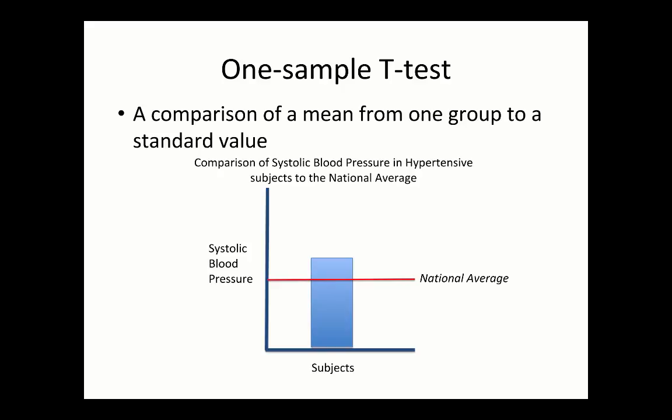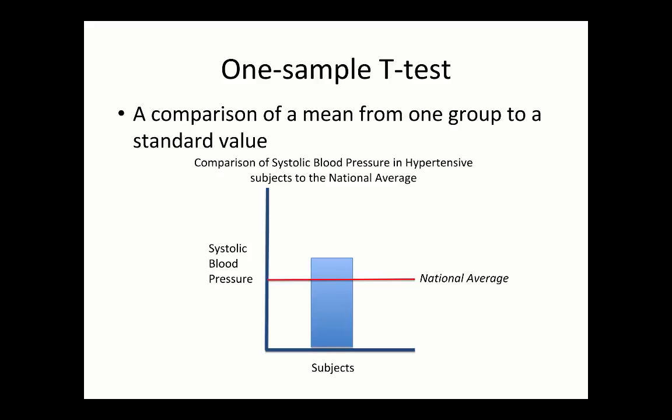Recall that a one-sample t-test is a comparison of an average of one group to a standard value. Let's look at an example. Suppose we wanted to compare the average systolic blood pressure in hypertensive subjects to a national average. In this example, what would be your research question? An appropriate question might be, is there a difference in the observed average systolic blood pressure in hypertensive patients compared to the national average? Next, we need to state our null and alternative hypotheses.